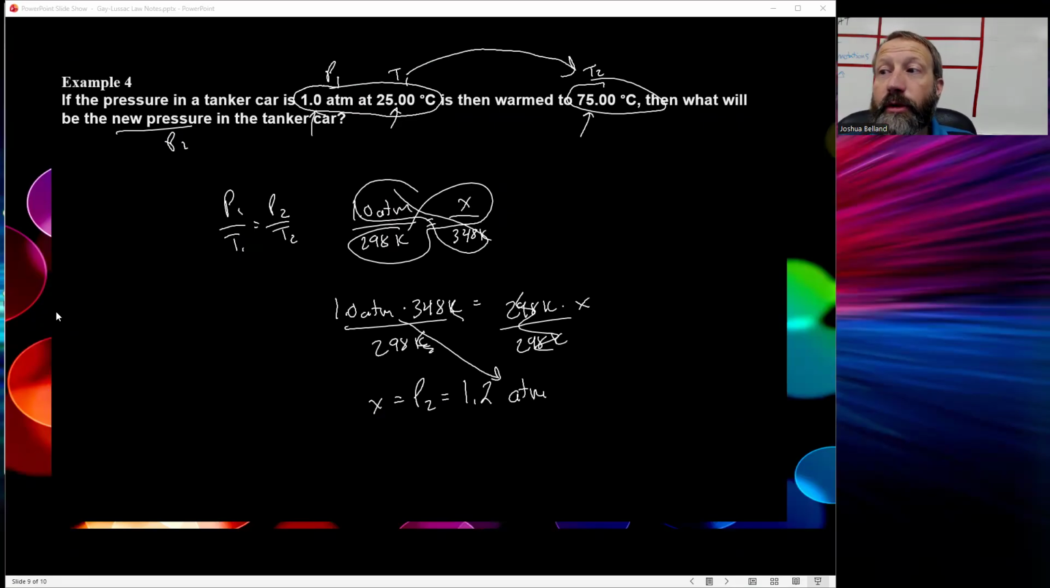Anyway, my temperature went up, my pressure should go up. So I started with 1 atmosphere and now I'm at 1.2. So yes, it did go up. Now that doesn't guarantee I have the right number exactly, but it absolutely does tell me that I'm doing the math correct because I got the correct proportionality.